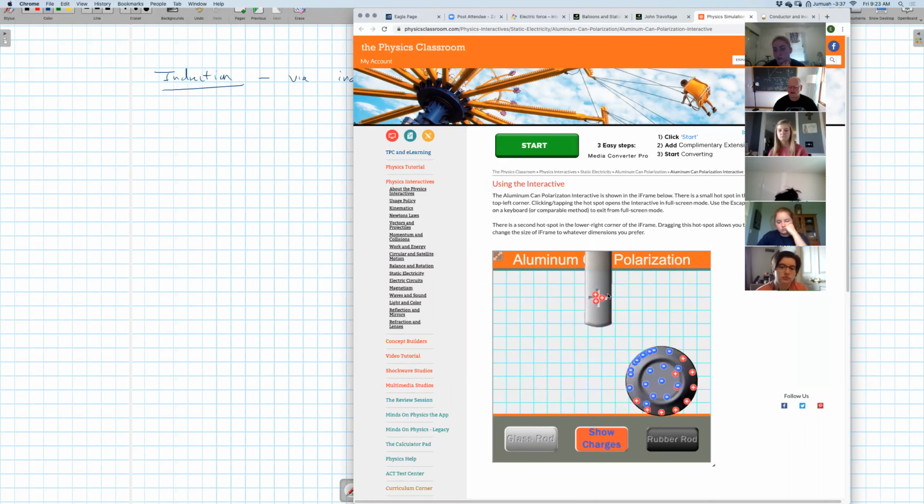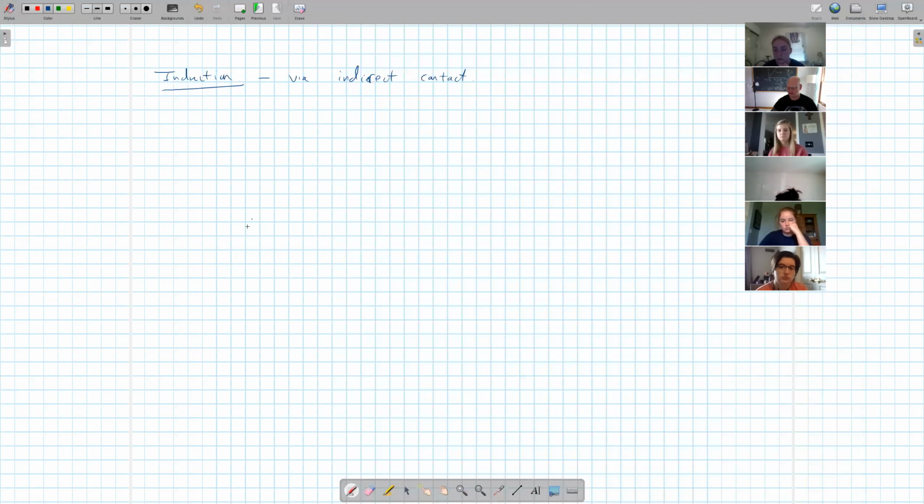So if I wanted to have this thing be charged, again, I would just chop this thing in half. One half would be negatively charged, the other half would be positively charged due to this charge separation. So this is what we call induction. Here I'm not directly contacting the object, I'm just causing the charge separation inside of the object. So this is called induction.